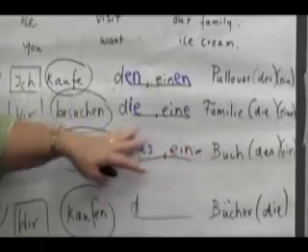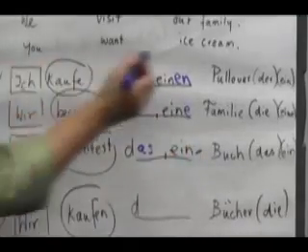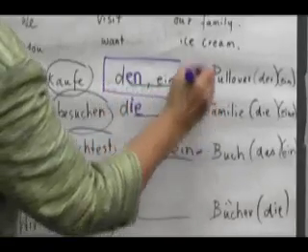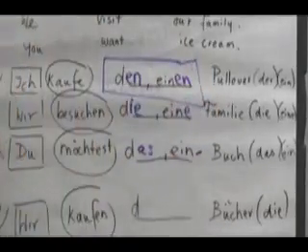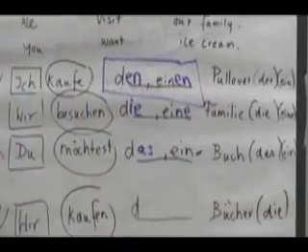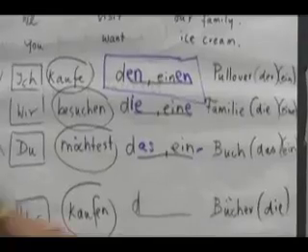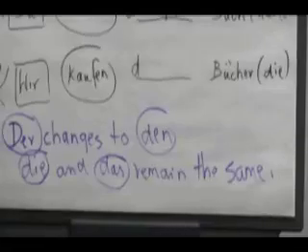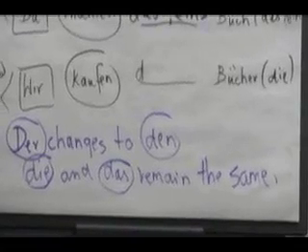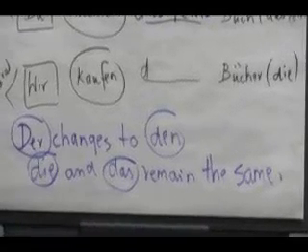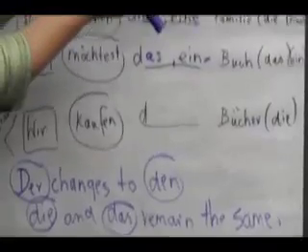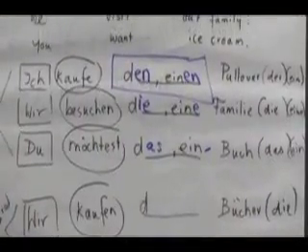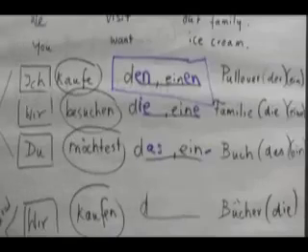We learned these before. So the only thing you have to pay attention to is the der words, because der becomes den. And I wrote a little rhyme down there. Der to den, die and das remain the same. This should help you remember it. Der to den. So whenever you see a der word and it's in the direct object position, the alarm bell needs to go off in your head and you have to say, ha, der changes to den.